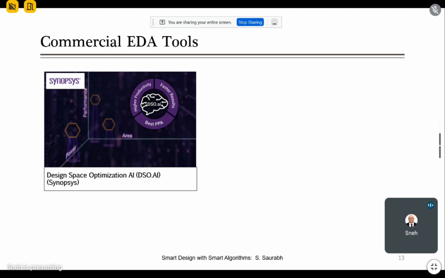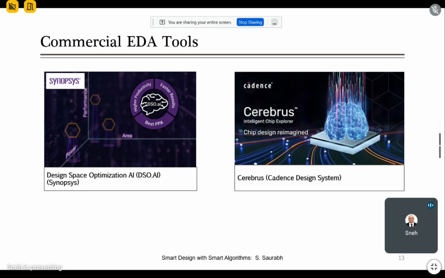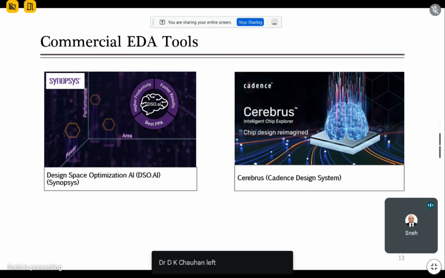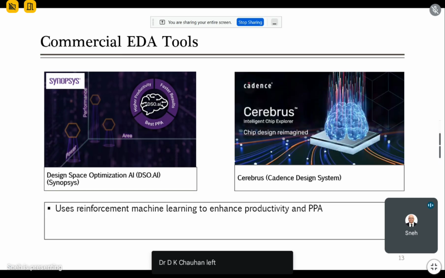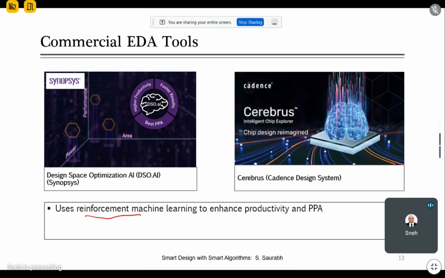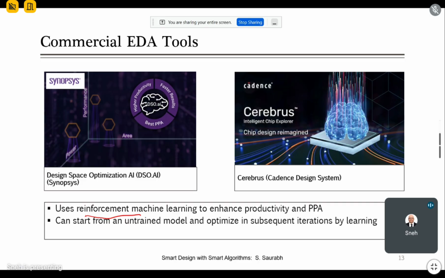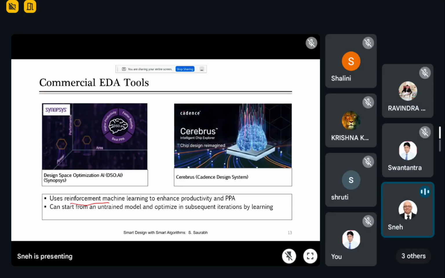For example, Synopsys has launched a tool which is known as Design Space Optimization AI, or DSO.ai, right? And Cadence has come up with a tool which is known as Cerebrus, which is an intelligent chip explorer. So these tools basically use reinforcement learning internally. These two use reinforcement learning, and it can start from an untrained model and optimize in successive iterations.